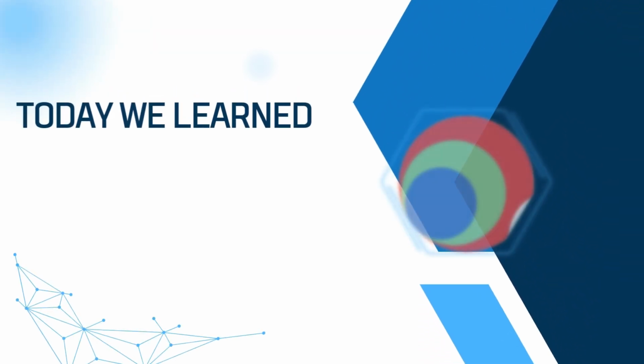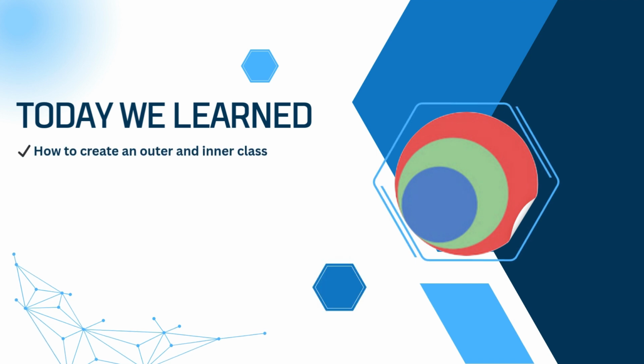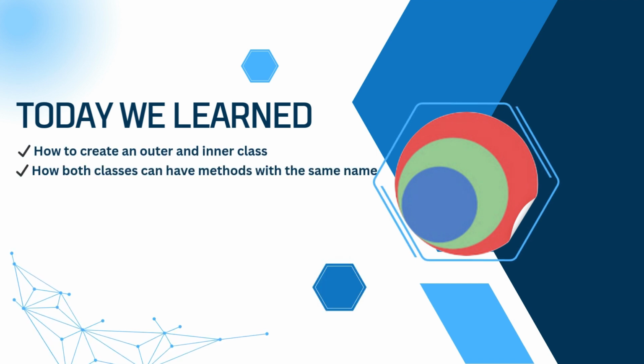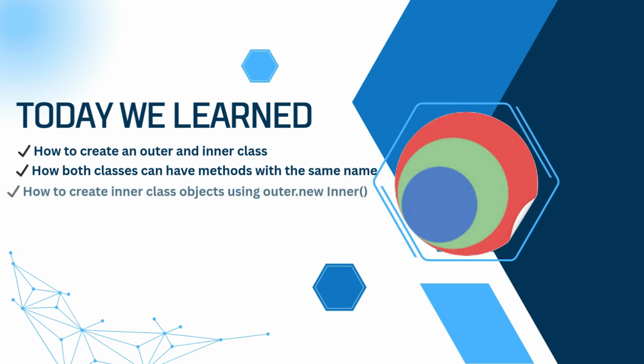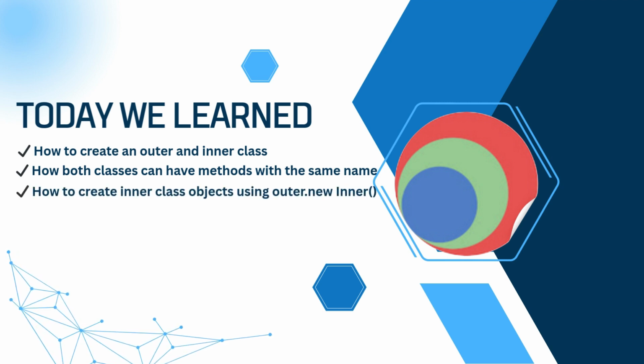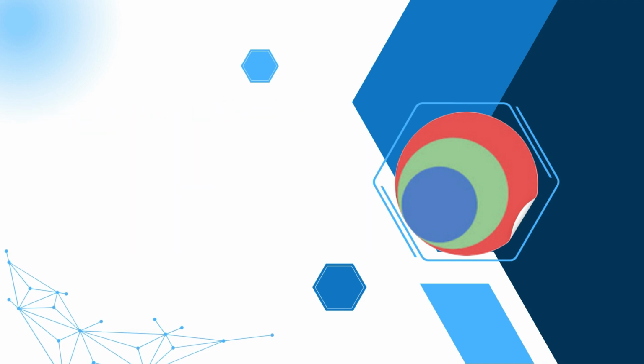Today we learned how to create an outer and inner class, how both classes can have methods with the same name, how to create inner class objects using outer.new inner, how to call both display methods. Inner classes are useful when a class is logically part of another class.